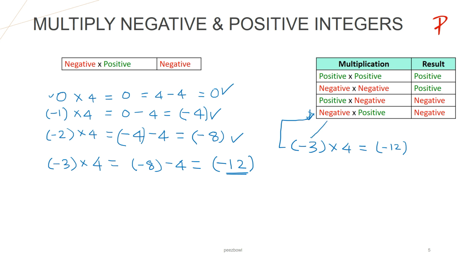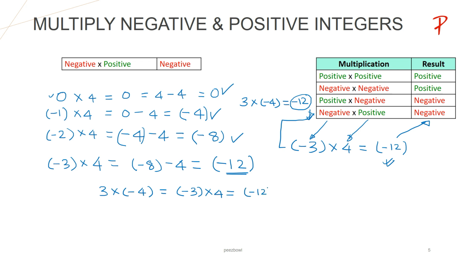Negative integer minus 3 is a negative integer multiplied by a positive integer, 4 is a positive integer, and the result of this multiplication is a negative integer, right? And in our earlier example, we had seen that 3 multiplied by minus 4 is equal to minus 12. Here also we got minus 12. So can we say that 3 multiplied by minus 4 is equal to minus 3 multiplied by 4, and this is equal to minus 12?